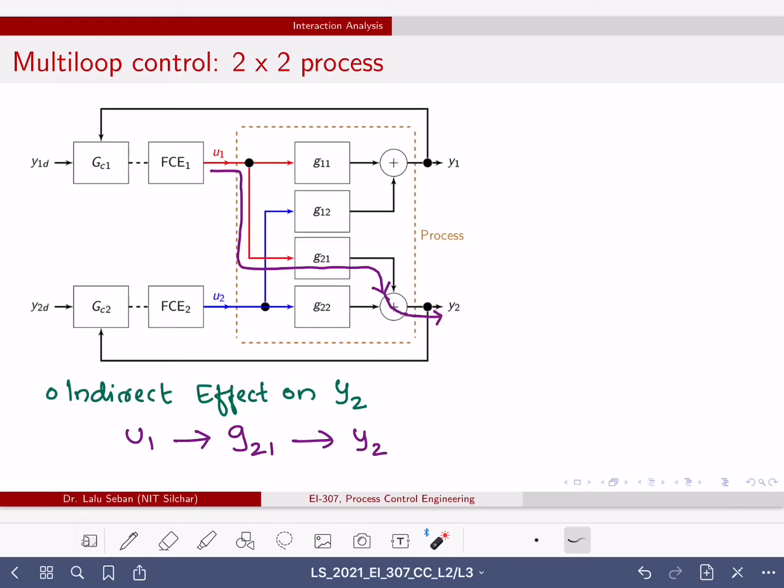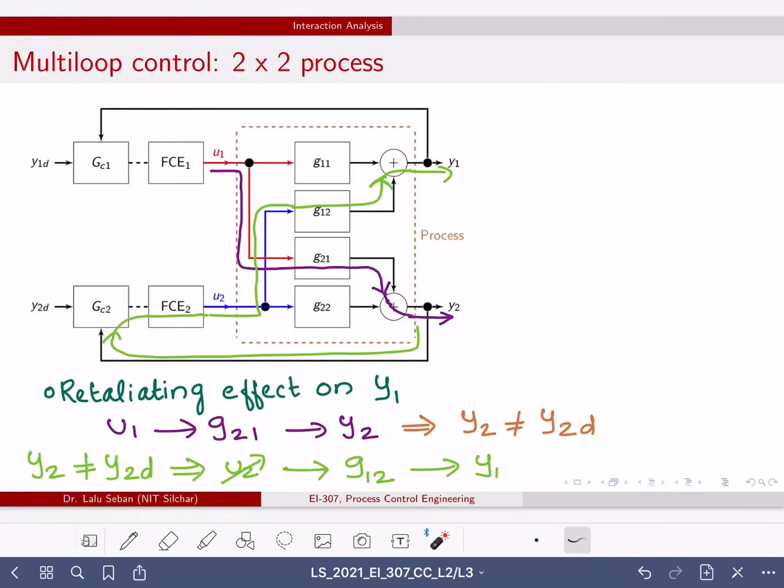We are expecting that y2 will be changed by changing u2. If y2 is changed by changing u2, that is a direct effect. Now y2 is changed because of the effect of u1. That is an undesired effect. So this we will call an indirect effect on y2 because of u1, because it is not direct. As u1 changes, it will pass through g21 and indirectly affect y2. Now whether there will be any more effect on y2, let us see.